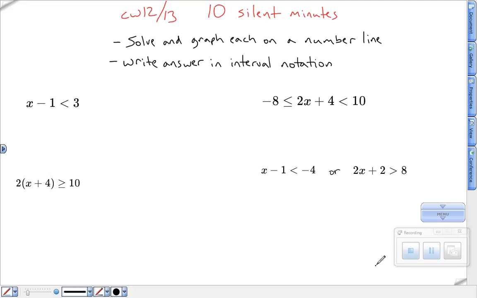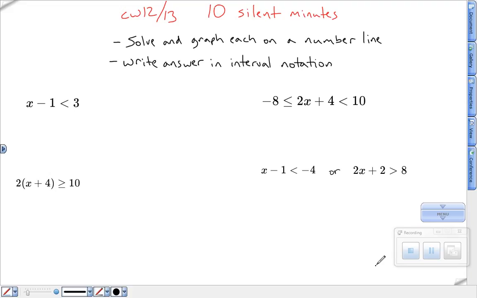So I'm looking at x minus 1 is less than 3. 2 times x plus 4 is more than or equal to 10. Those compound ones to the right, 2x plus 4 is more than or equal to negative 8 and less than 10. And then the last one, x minus 4 less than negative 4 or 2x plus 2 more than 8.